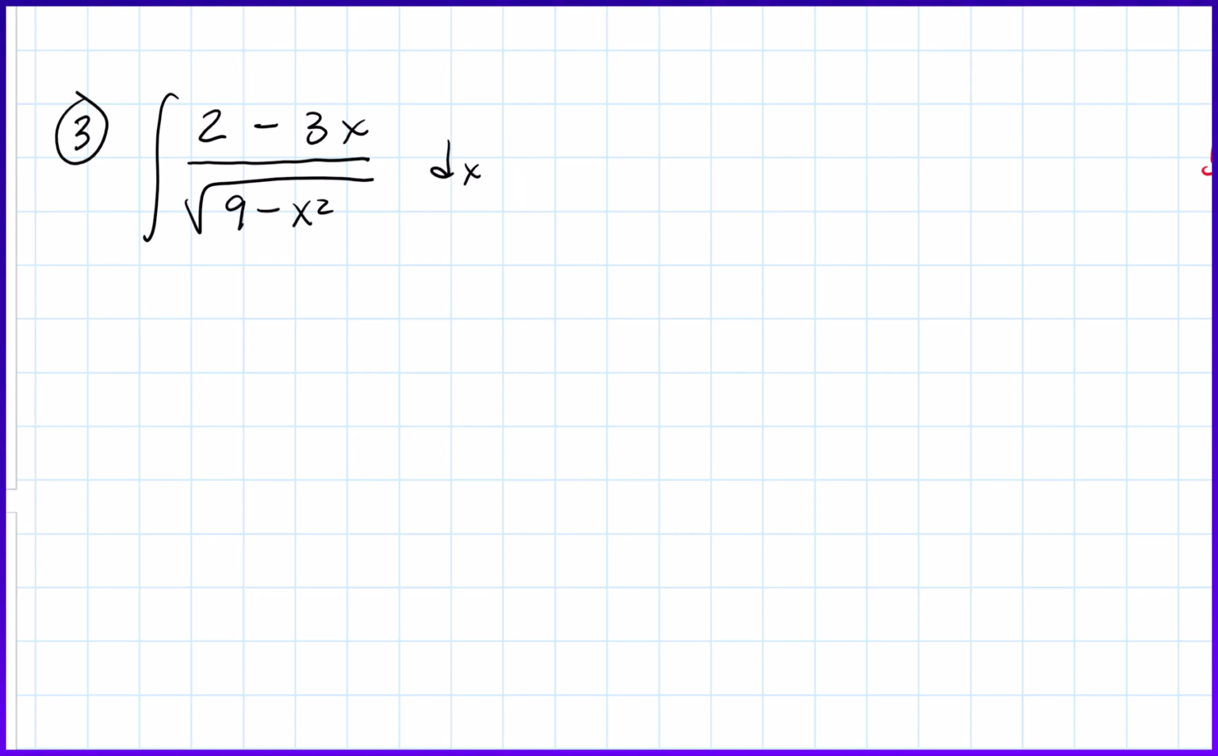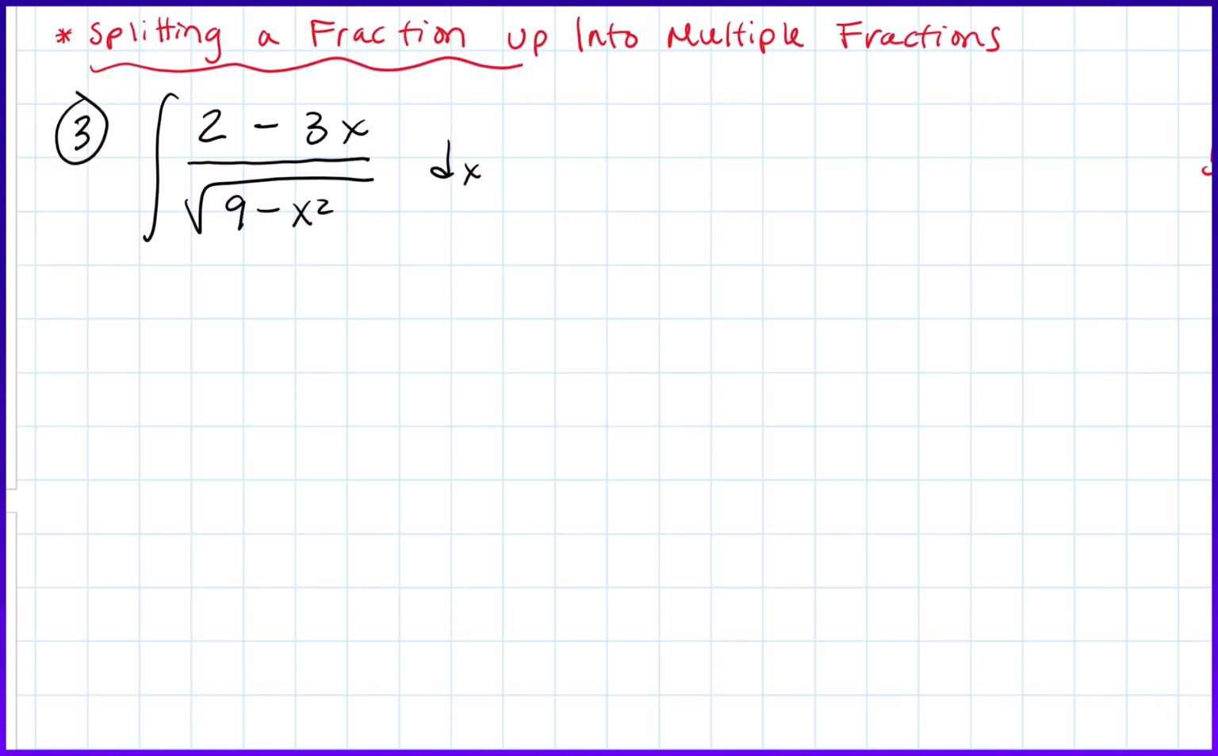So here is a nice example of splitting up a fraction. So here's another strategy beyond the basics. And again, it is an algebraic technique that we're using here. We're taking a fraction where we have more than one term in the numerator and we're splitting it into multiple fractions, and then dealing with each of those fractions based on their form. So here's another strategy beyond just the basics.